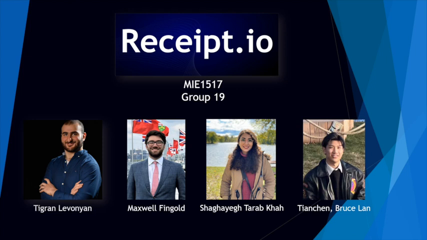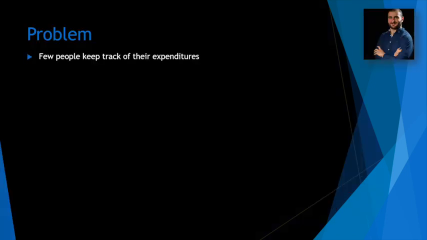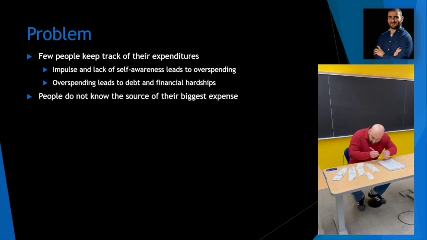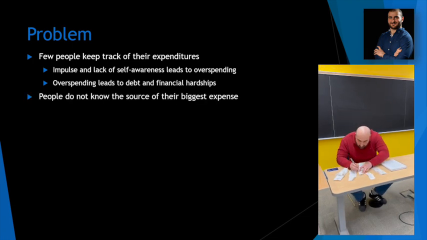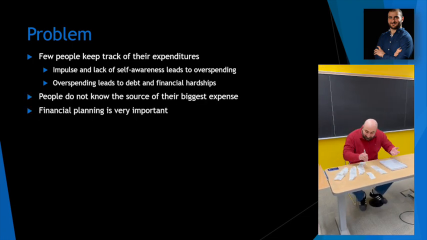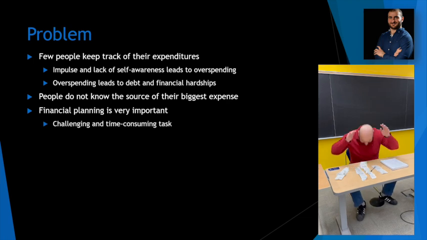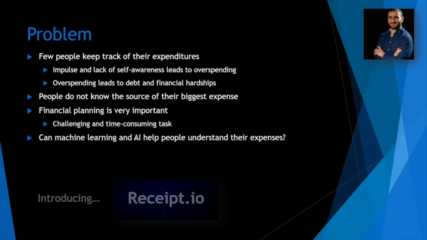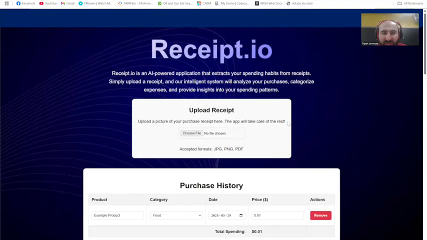This is Recedio. In today's day and age, few people keep track of their expenses. Impulse and lack of self-awareness leads to overspending. Overspending leads to debt and financial hardships. People do not know the source of their biggest expense. Financial planning is very important, but this is a challenging and time-consuming task. Can machine learning and AI help people understand their expenses? Introducing Recedio. Here is a video demonstration of Recedio.